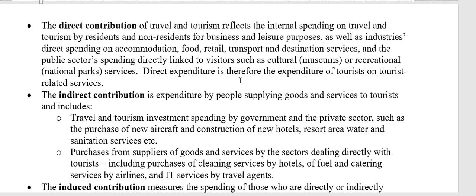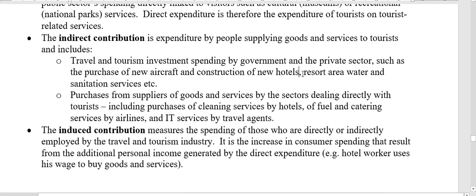Then the indirect contribution is any spending by people that will supply goods and services to the tourist destinations. All right. So, for example, it will include investment spending by the government and the private sector. For example, when an airline buys new aircraft to make the traveling for tourists more convenient. The building of new hotels, the building of new resorts, upgrading of water and sanitation. Any investment spending by the government, if they upgrade the roads, if they upgrade the harbors, the airports, that is investment spending that is related to the tourist industry, as well as the private sector.